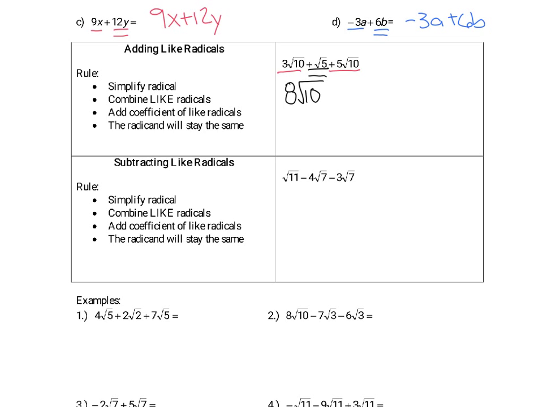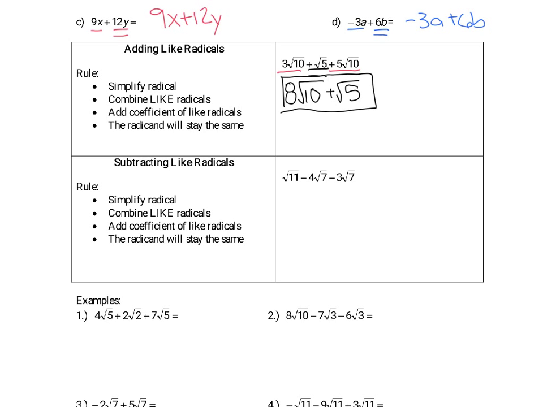Notice I had this plus square root of 5 left over. That doesn't combine with anything, so I just bring it on down because I don't want to forget about it. And that would be the simplified version when we add. Now for subtracting, the same rules apply. The only difference is you're subtracting, okay?